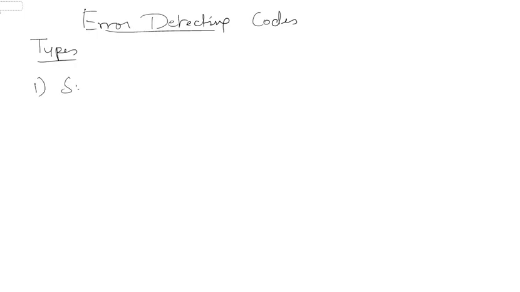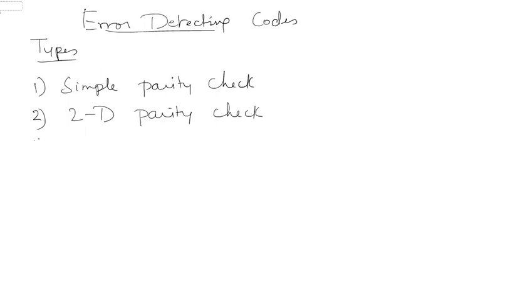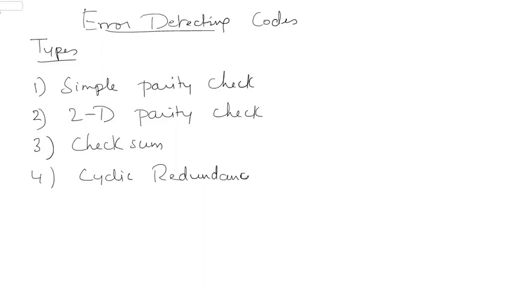The first one is the simple parity check. The second one is the two-dimensional parity check. The third one is the checksum method. And the fourth one is the cyclic redundancy check. We'll first see the simple parity check.